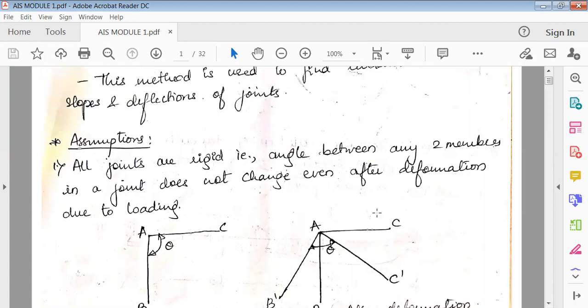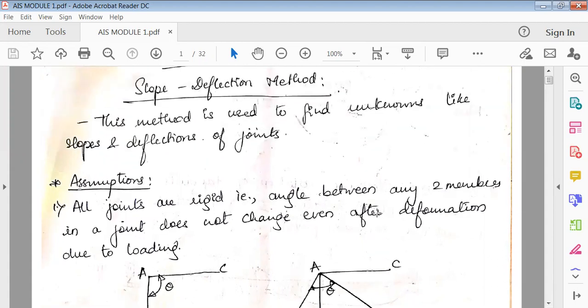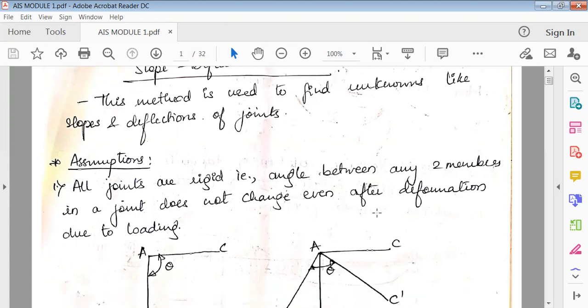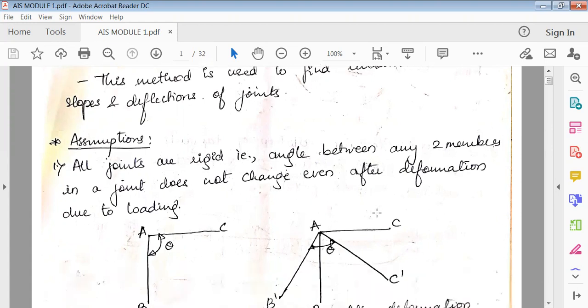So the first method of this analysis of indeterminate structures is the slope deflection method. It is itself in the name that there is a slope and deflection. So we'll be finding the slope and deflection at every joint of the given member. There are assumptions made in this.